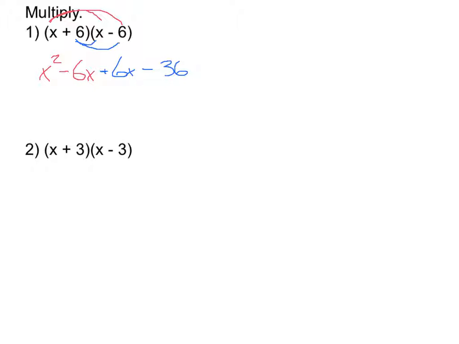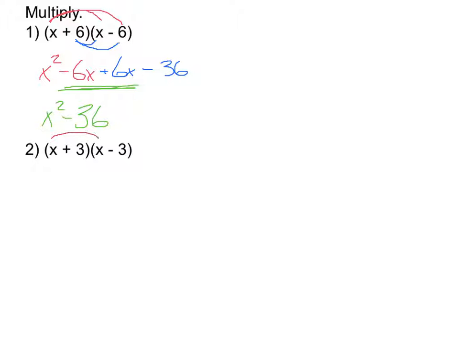And when you combine like terms, notice that the middle terms are opposites, so negative 6x and positive 6x. They cancel, leaving us with x squared minus 36. And that's our product. Let's look at number 2. We'll do the same thing. It's x plus 3, quantity x plus 3 times quantity x minus 3.